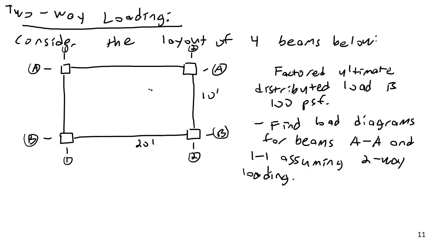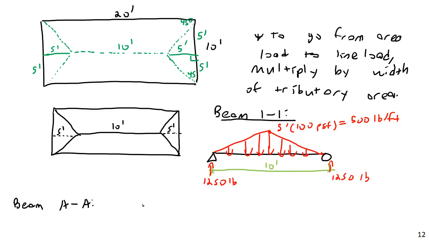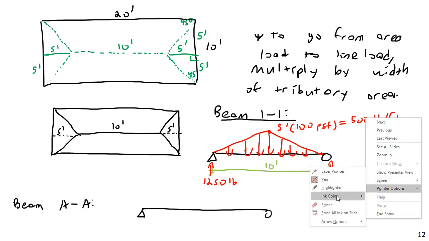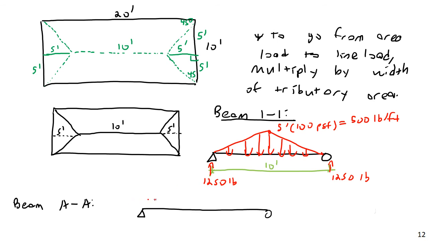Again, that is the long one here. It's going to have the same peak value, but now it's going to be trapezoidal instead of triangular. So I would have my beam here, and then I would have a trapezoidal distribution like this. Same peak though. Like this. And the peak would be, again, 500 pounds per foot.